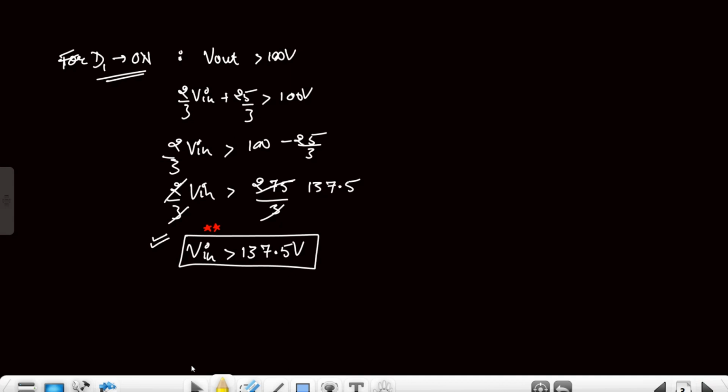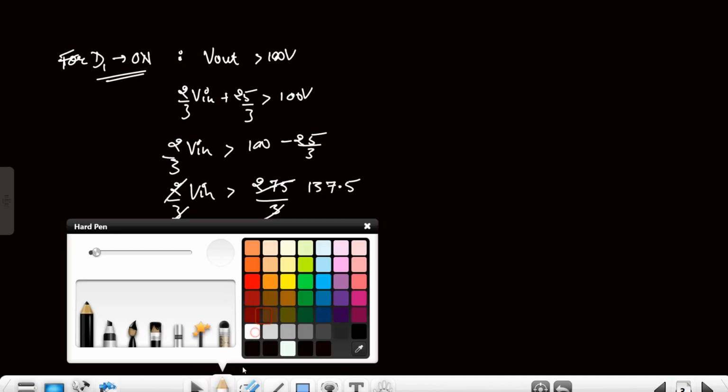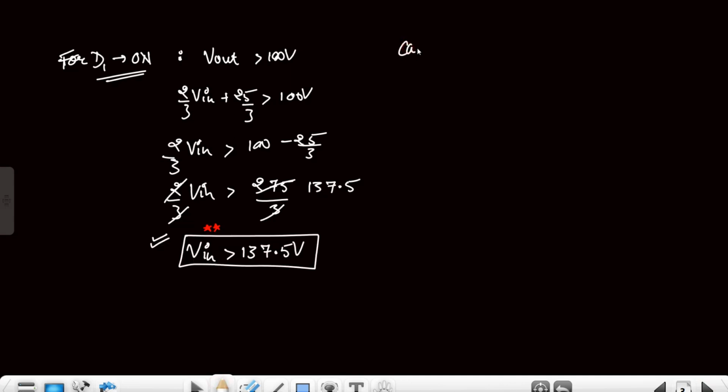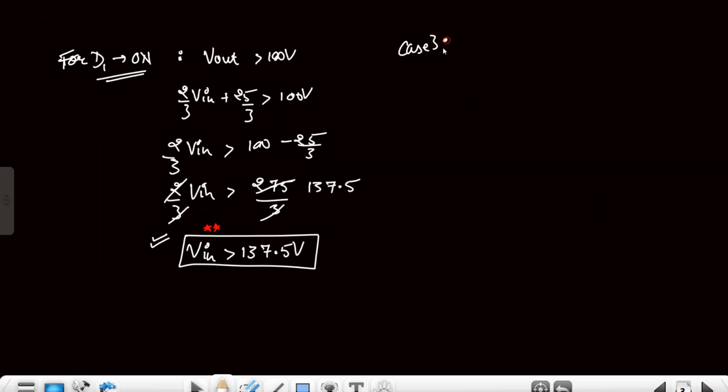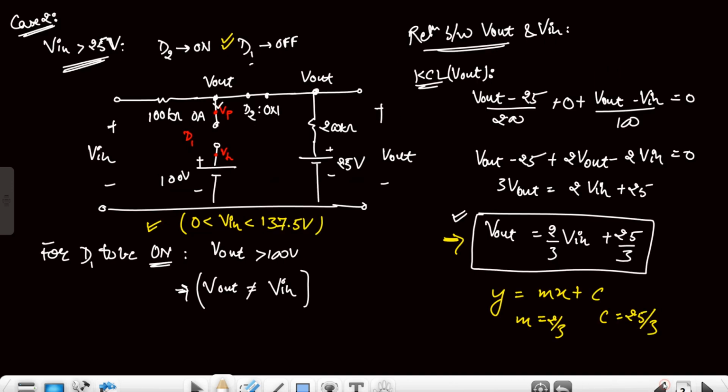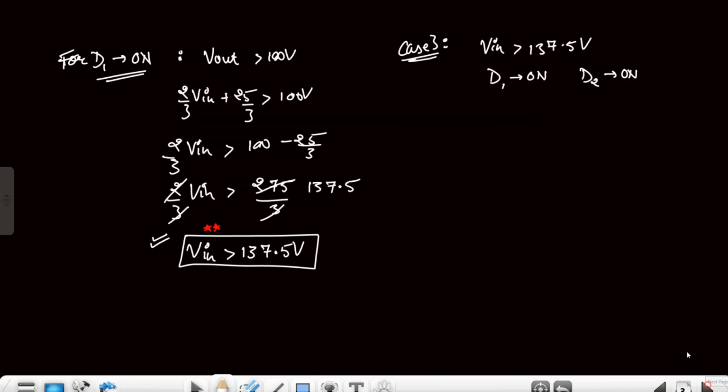And now the third case. We should actually name this: this is case 2, and now this is case 3. When input is greater than this value, 137.5, then diode D1 will be on, right? And diode D2 was already on. So both the diodes are on, and the circuit will be like this: 100 kilo ohm.